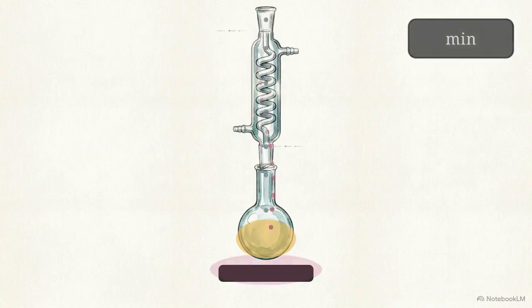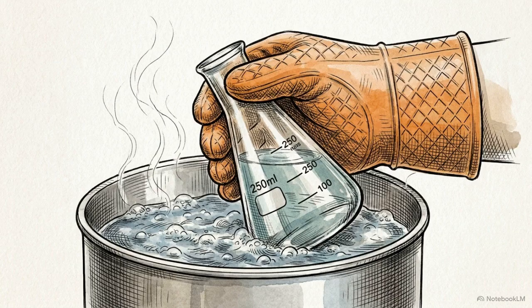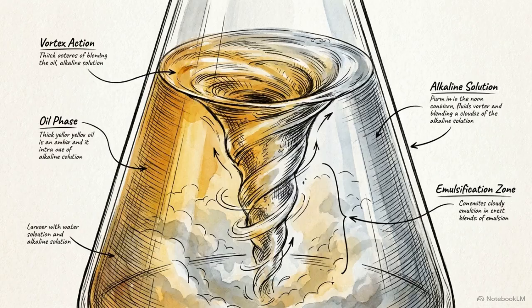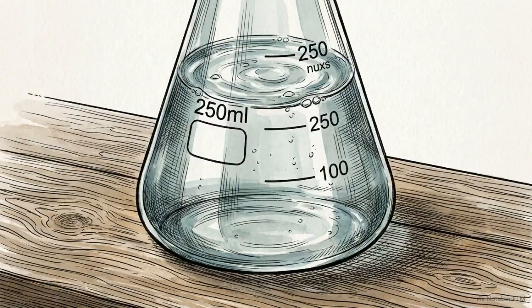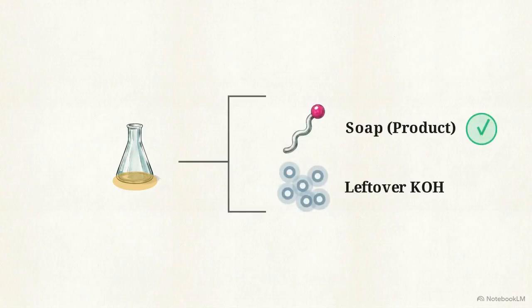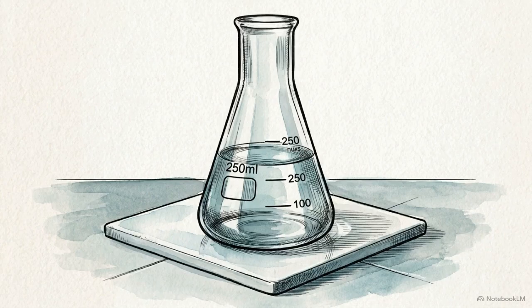We then maintain a gentle boil for 30 to 60 minutes. Throughout this heating period, you need to lift and swirl the flask occasionally to ensure the lipids mix thoroughly with the alkaline solution. At the end of that hour, the groundnut oil has been entirely saponified. What remains in the flask is the newly formed soap, plus an unknown quantity of leftover unreacted KOH that we now need to measure. Remove the flask from the heat and allow it to cool.